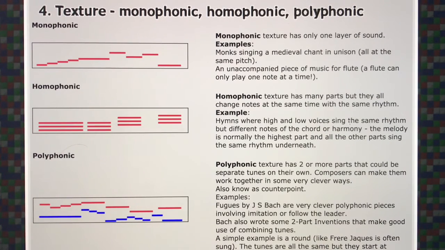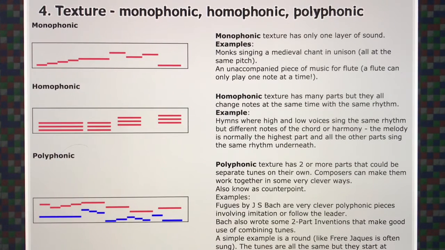We think of chords as being played on one instrument like a guitar or a keyboard, where we play all the notes together to make the chords. But if you've got lots of different melodic instruments playing together, different pitches, they're making the chords between them. So the melody is normally the highest part. It doesn't have to be, but it normally is. And all the other parts sing the same rhythm underneath.